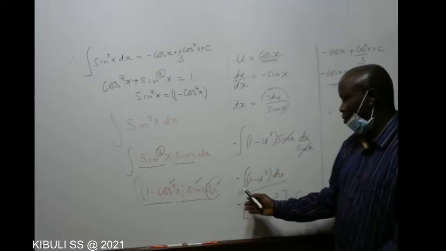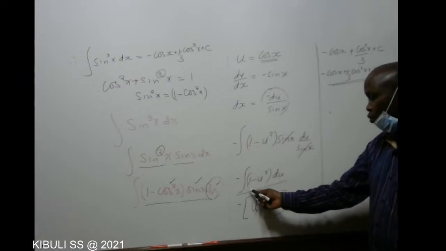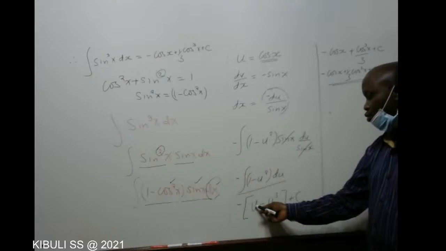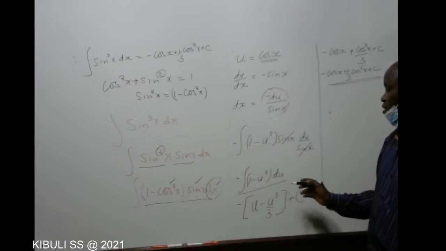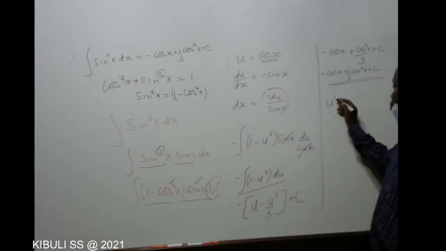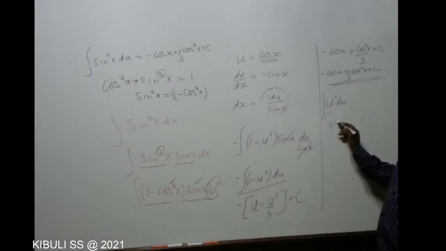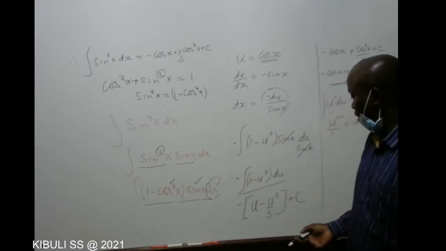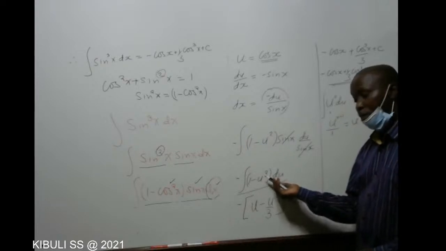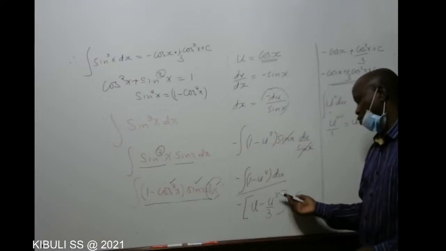The integral sign demands that you must integrate the function in the bracket. Integrating 1 gives us u. Why do we get u? Integrating 1 means we are integrating u to power 0 du. We must raise the power by 1, so it is 0 plus 1, over 1, which gives us u. Integrating u power 2, the power must be raised by 1 to give us u power 3, divided by the raised power of 3. Then you add a constant.